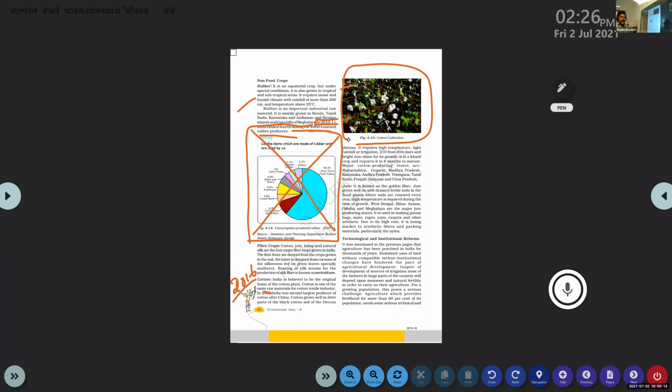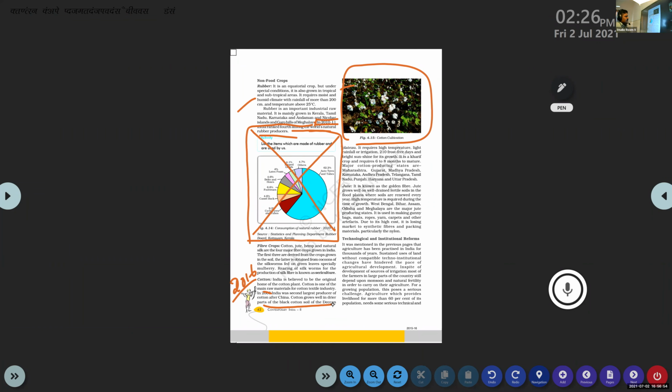These are the important geographical and climatic conditions necessary for the growth of cotton. Check again: cotton grows well in the drier part of the black cotton soil. The soil is named after cotton because the cotton plant grows well in that soil of the Deccan Plateau in peninsular, southern India. It requires a high temperature, light rainfall or irrigation. Next important aspect is 210 frost-free days.